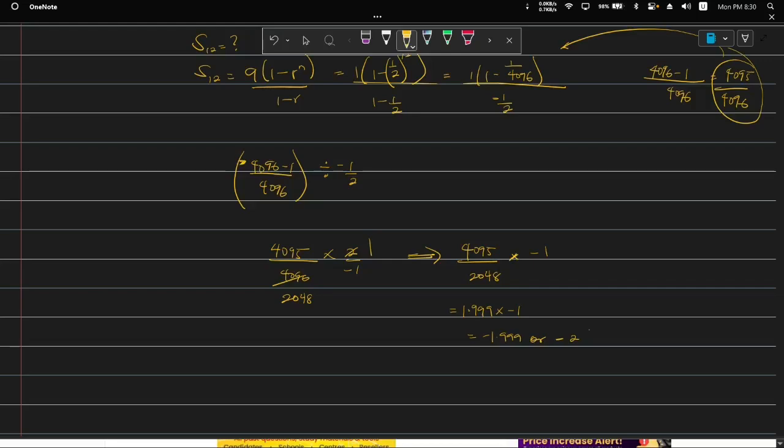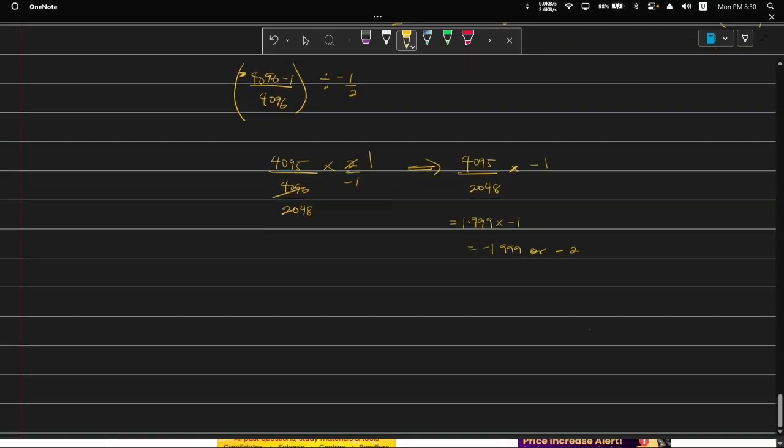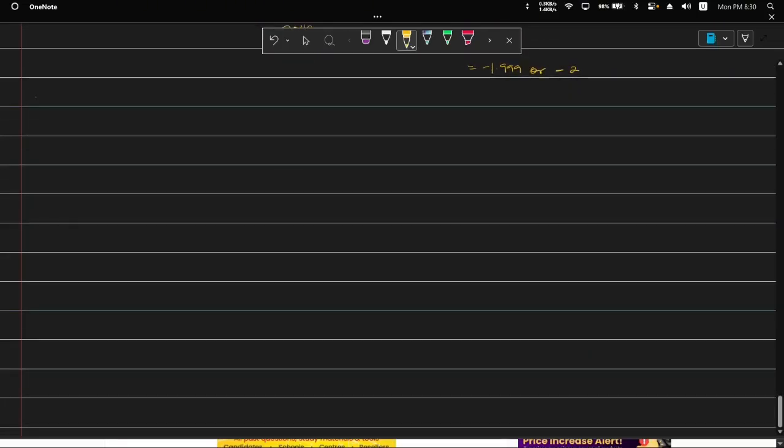Before we go to start solving the questions from the exam past papers, let's take something else, something called sum to infinity.